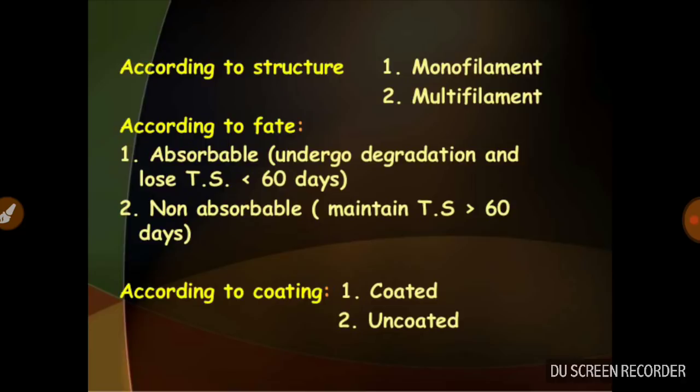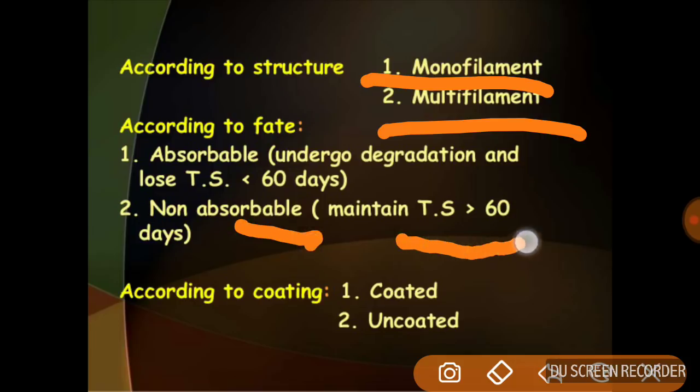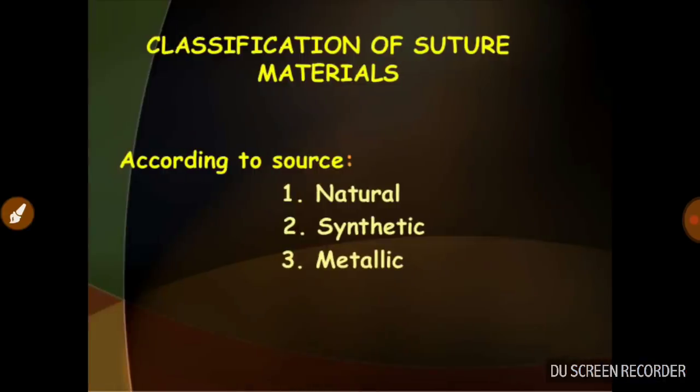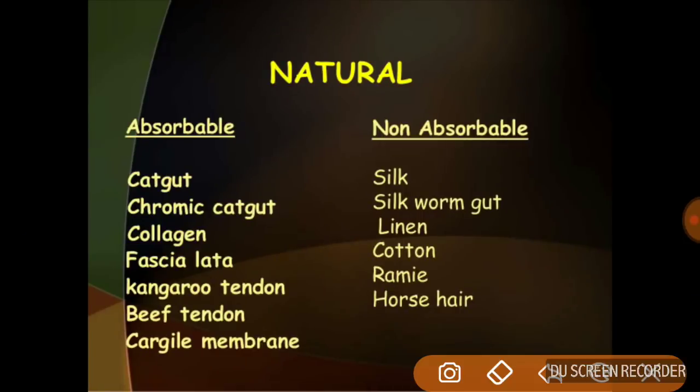Now, if you classify them according to structure, a very important classification is monofilament and multifilament. According to the fate, absorbable and non-absorbable. It is not that any suture will remain throughout life. So you say it is non-absorbable when it maintains its tensile strength for more than 60 days. According to coating, it is coated or uncoated. Further, according to source: natural, synthetic, metallic, and in natural. Now this is something important.